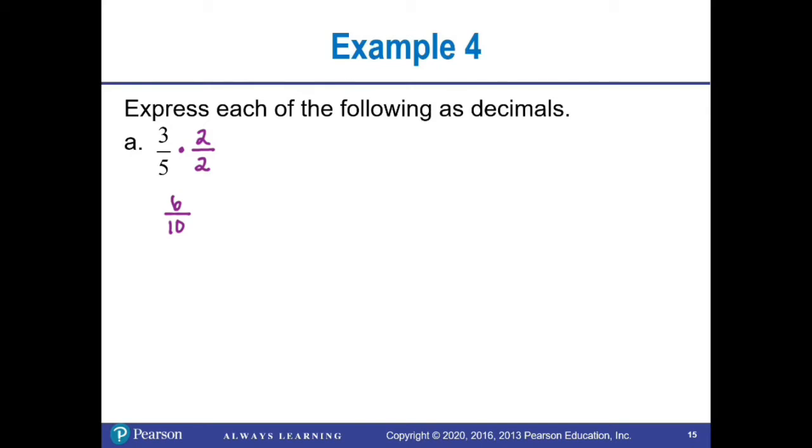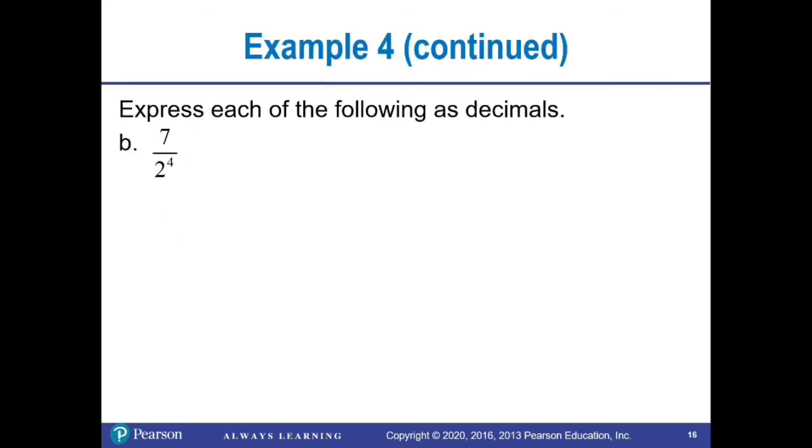Now notice there are no 1s, so I have a 0 in the ones place plus 6 over 10. So we have a 0 in the ones place, your decimal place, and then notice the 6 is in the tenths place because we had 6 over 10. So my decimal is 0.6.